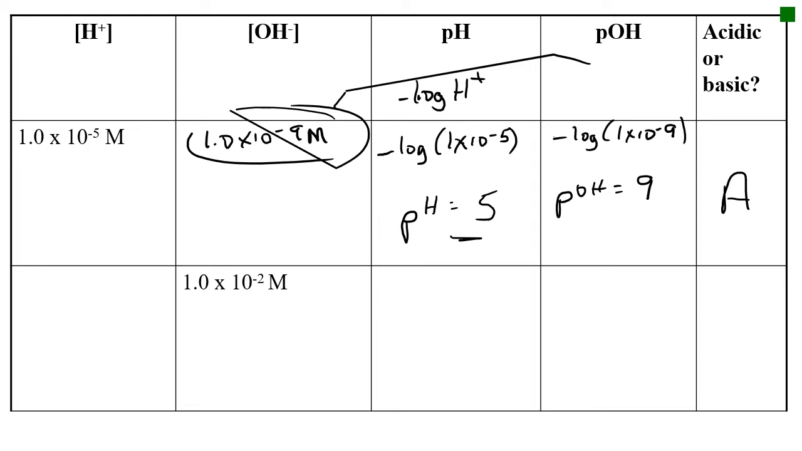Now, if we have a hydroxide of 10 to the minus 2, we know that the H plus is 1 times 10 to the minus 12. Our pH is going to be 12, and our pOH is going to be 2. We're going to have more hydroxide than hydronium or H plus, and our solution is going to be basic.